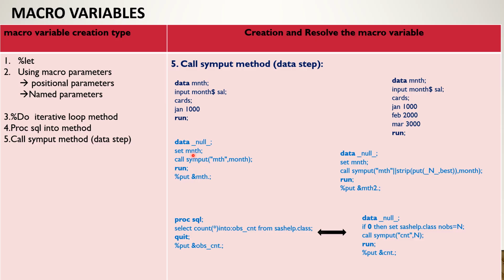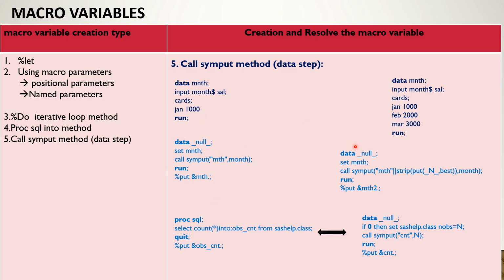Here we need to write data _null_; set month; call symput with double quotes, mth. This is the macro variable for the month variable. Only in the CALL SYMPUT method will we use double quotes for the macro variable. Then if you call percentage put ampersand mth, that macro variable value will show in the log.